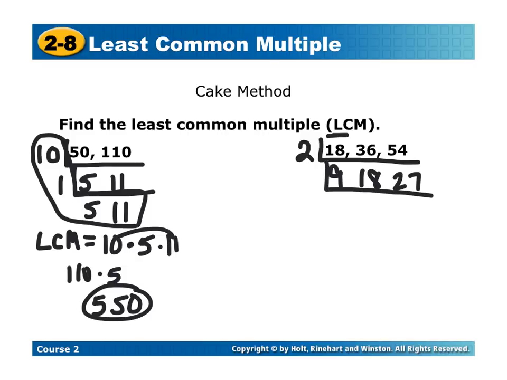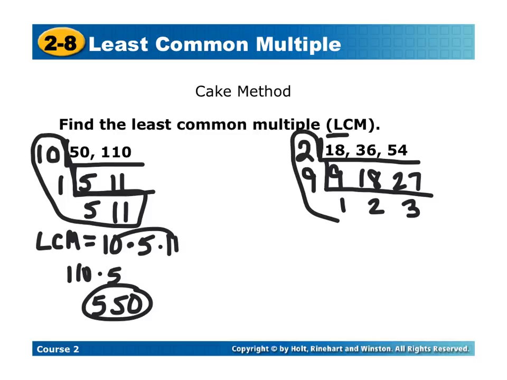Draw another layer. Now 9, I know, happens to go into 18 and into 27, so I'm going to go ahead and factor out my 9 right away. If you didn't realize it, you could have done a 3. 9 divided by 9 is 1. 18 divided by 9 would be 2. 27 divided by 9 would be 3. At this point, I can't go any further because we have that 1, and 2 and 3 are both prime and they don't share any common factors.